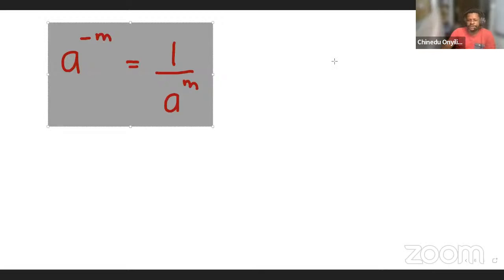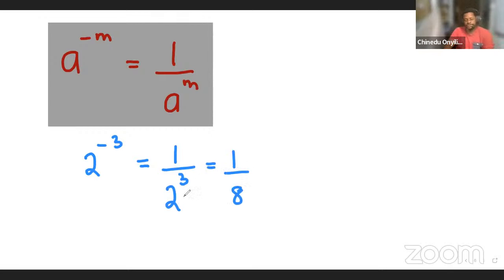Now, how do we really apply this rule? Say we have 2 to the power of minus 3. This will be the same thing as 1 over 2 to the power of 3. And if you simplify this, this will be 1 over 8, because 2 to the power of 3 simply means 2 times 2 times 2, which is 8.